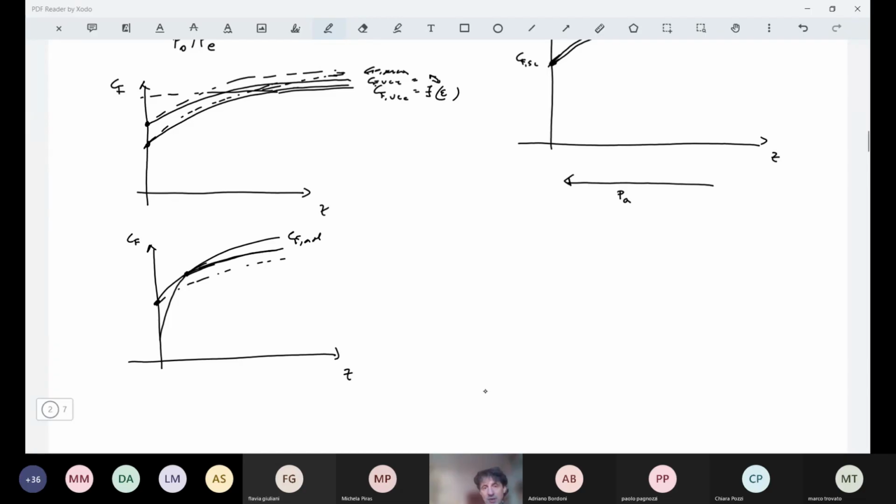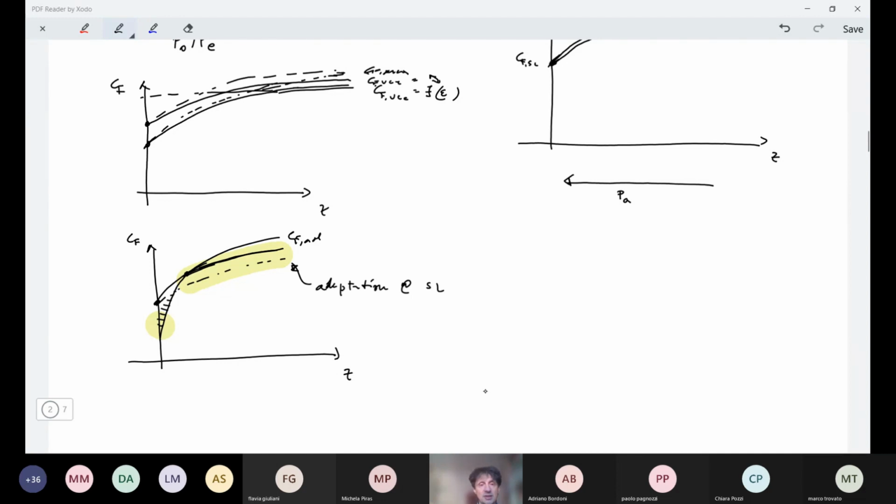So what do we do? We improve our thrust coefficient in this region from the adaptation point on. Of course, we are in a worse condition in this part here, where we are below the case where we have adaptation at sea level. This will be adapted at altitude. So this is another option that could be of interest.